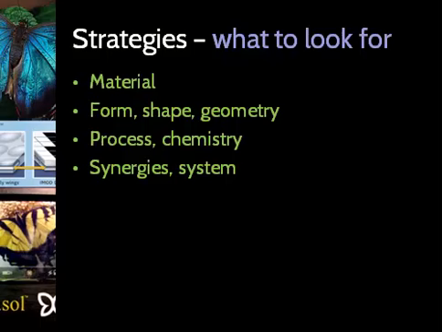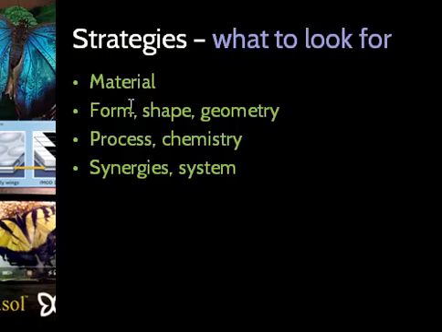Okay, strategies, what to look for. It's the same thing we told you in Discover, that you start looking for materials, forms, shapes, geometry, etc. But in the abstract phase, you are really diving down to say, okay, I understand that it is a material. Now, what exactly is that material? What properties does that material have that allow this organism to perform that function using that material?